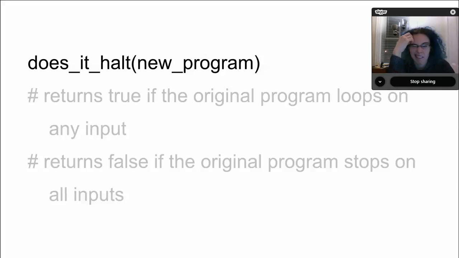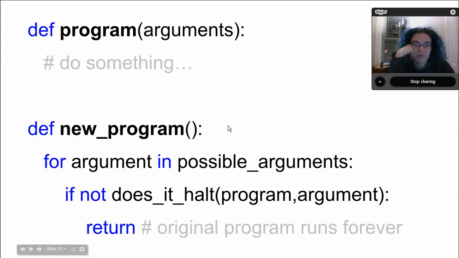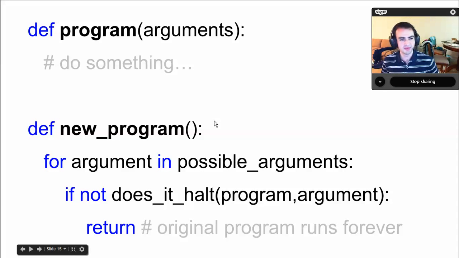If you have this does it halt program, you can tell if it does that. And we're assuming we did. No, but like the outside program. Yeah. What don't you like about that? So like new program, we have nothing preventing new program from running. So does it halt will not actually, I assume it won't actually execute the program, because if it did, it'll do some kind of analysis on it. Right. But new program is actually executing, so it could run forever.